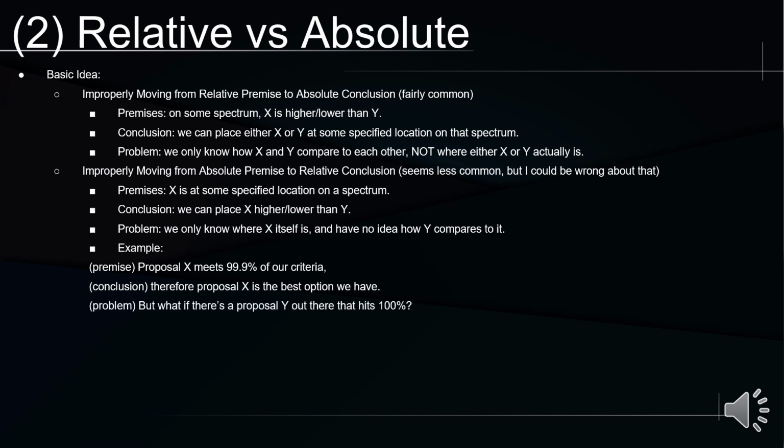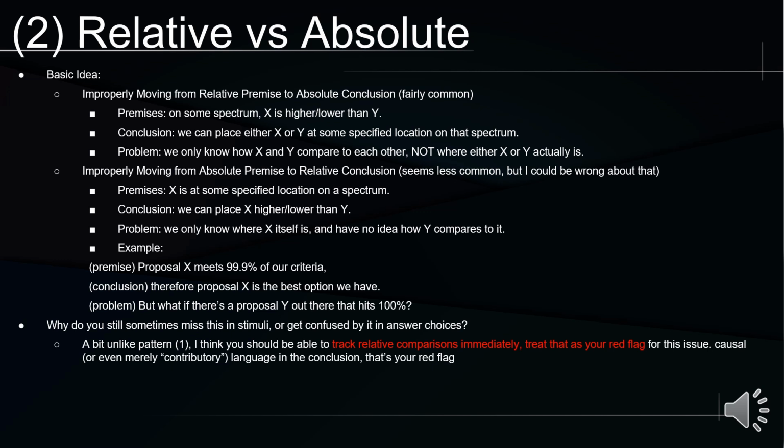So again, the problem is, what if there's a proposal Y out there, which is clearly not discussed, that hits the 100% mark, that actually exceeds X's absolute value? So when I lay it out like this, obviously, again, like I've been alluding to a couple times on this slide, it looks pretty simple. So how do you still miss this kind of stuff? Well, a bit unlike pattern number one, I do think that you should be able to track relative comparisons immediately. If you see this at the very beginning, and very often the first sentence of the first clause will contain relative data, treat that as your red flag for this issue.